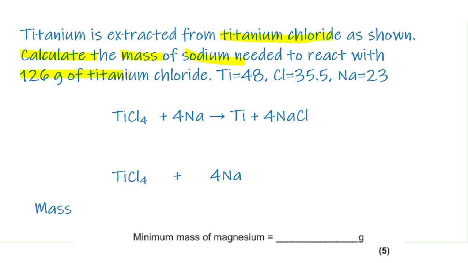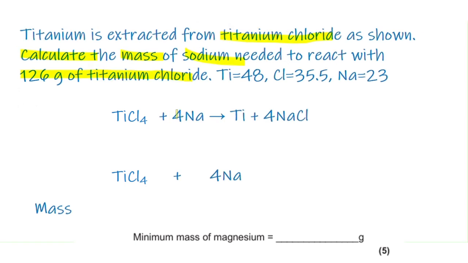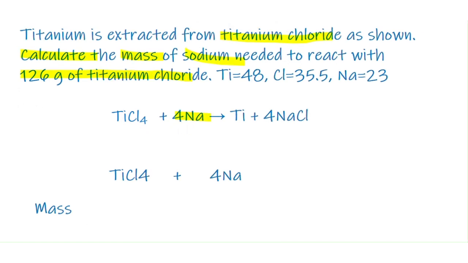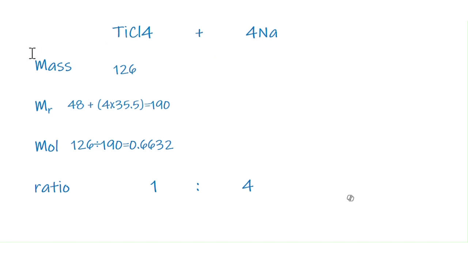Next question. Titanium is extracted from titanium chloride as shown. Calculate the mass of sodium needed to react with 126 grams titanium chloride. And the ARs are there. The equation, TiCl4 plus 4Na goes to Ti plus 4NaCl. So we take our known and unknown, which is the titanium chloride, TiCl4, and the 4Na, put our mass, Mr, moles down the left-hand side.